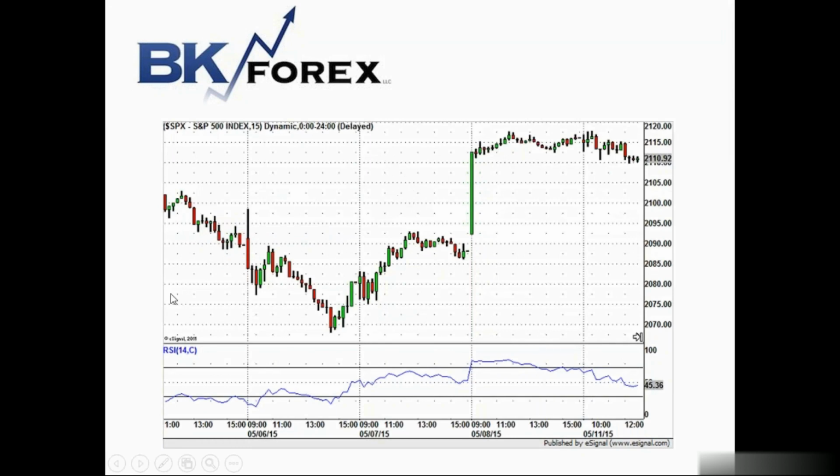So let me see if my spotlight will work here. Looks like the spotlight isn't working. I'll use the arrow instead. Okay, so the arrow now is working.